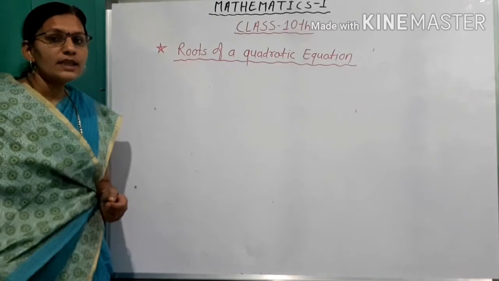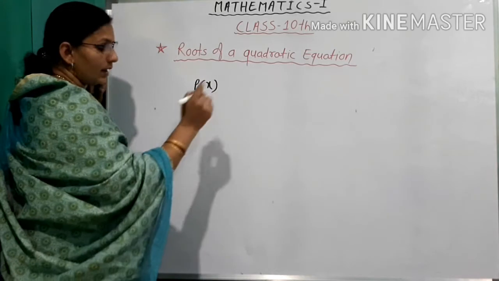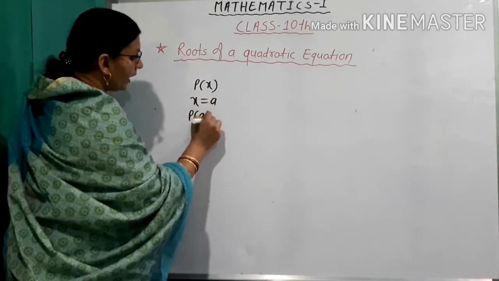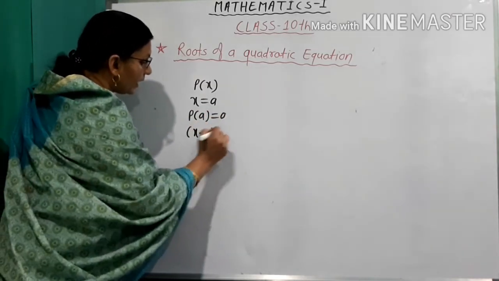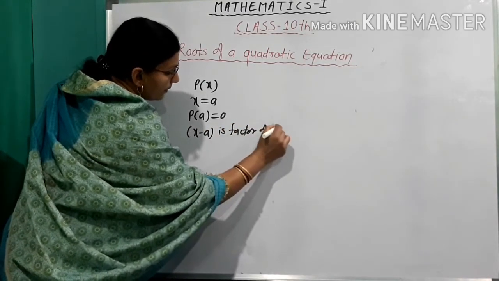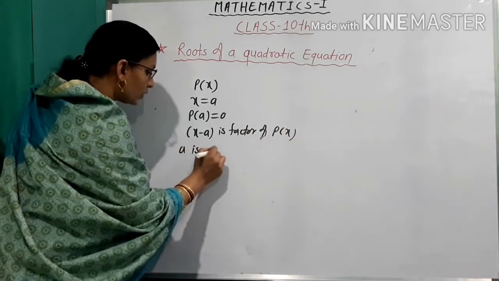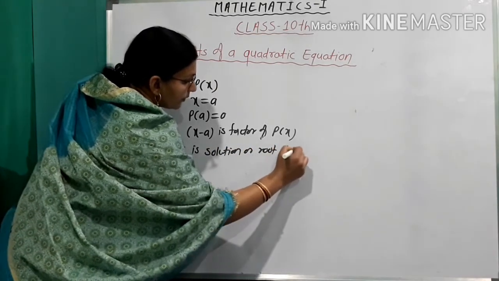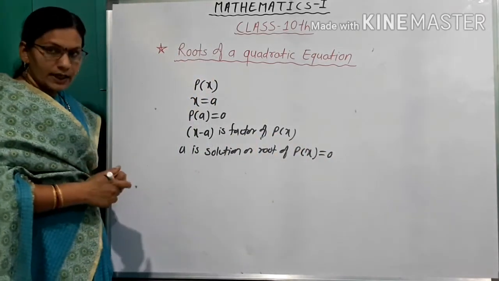In previous class you have studied if p of x is any polynomial, and if we put x equal to a, then p of a equal to 0, then we say that x minus a is a factor of p of x. So a is solution or root of p of x equal to 0. Let us take one example of this.